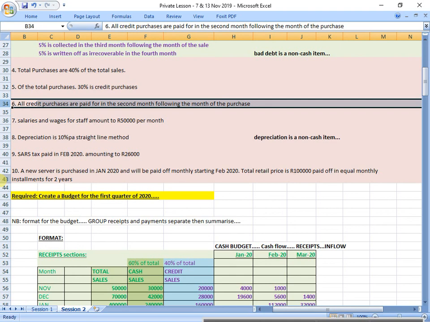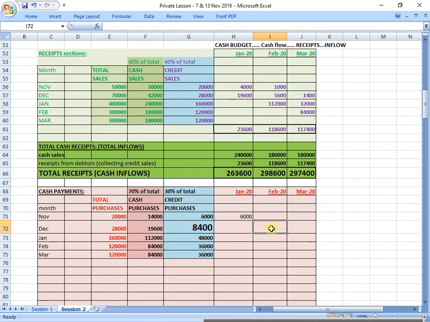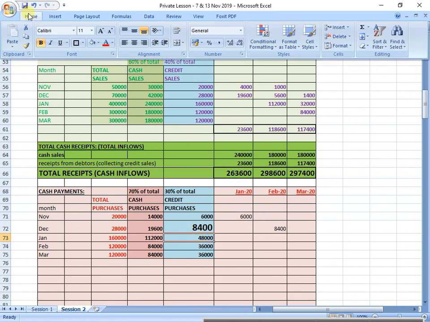December is the month that I purchased. First month after December, January. Second month after December, February. So when do I pay? February. Make sense?